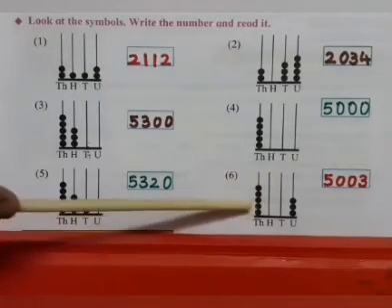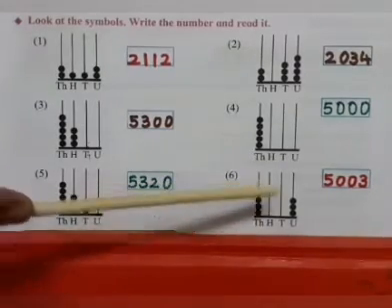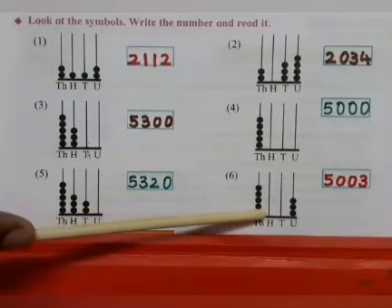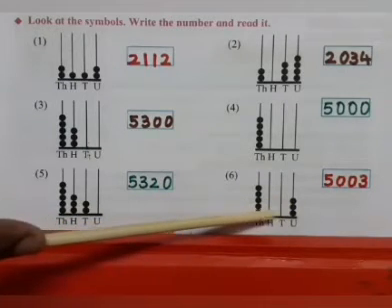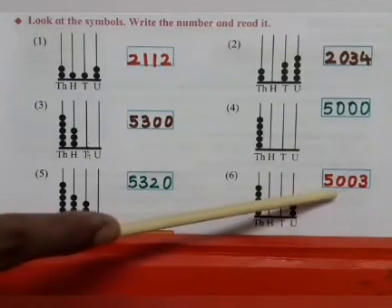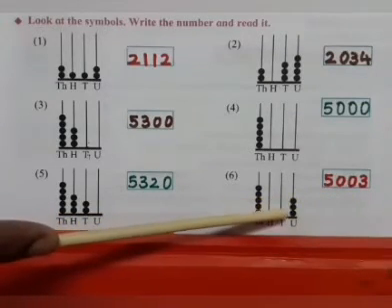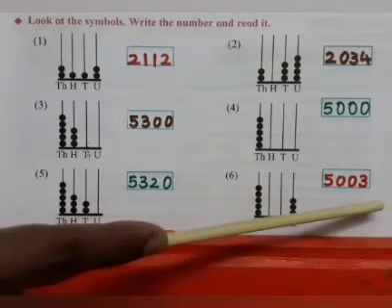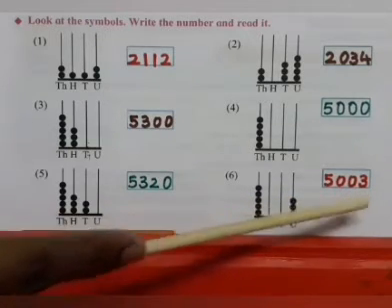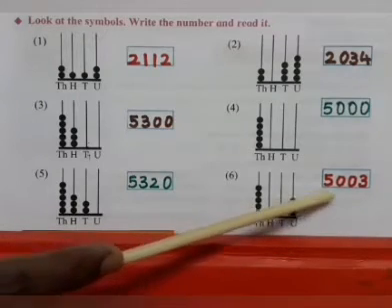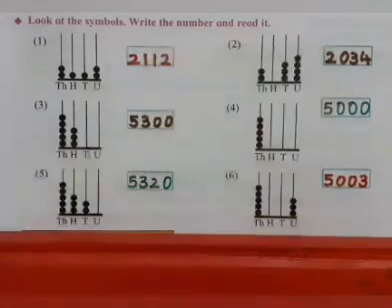Now our last picture. In the thousands place, there are 5 beads. So I write the number 5. In the hundreds and in the tens place, there are no beads. So I will write 0, 0. In the units place, there are 3 beads. So I write the number 3. Now how do I read this number? 5,003.